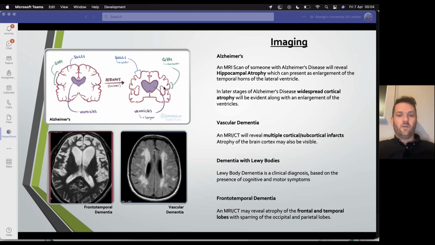But normally if you see something, it will be this classic sort of MRI of Alzheimer's with the degeneration along here and around the basal ganglia areas.